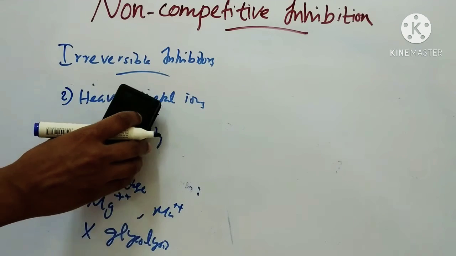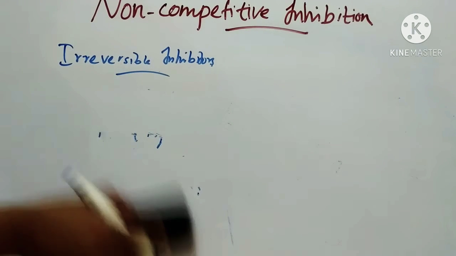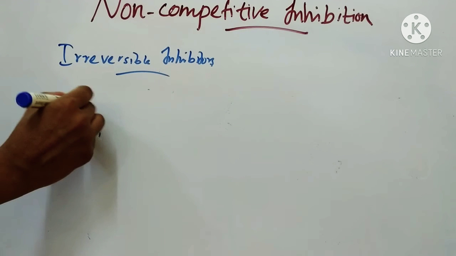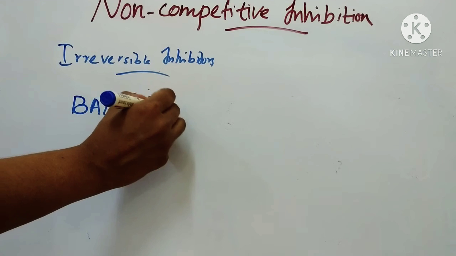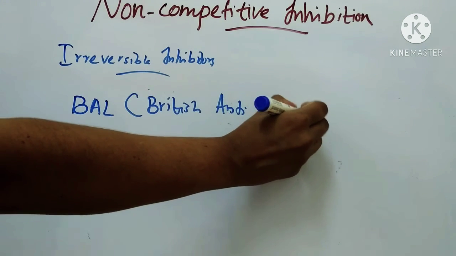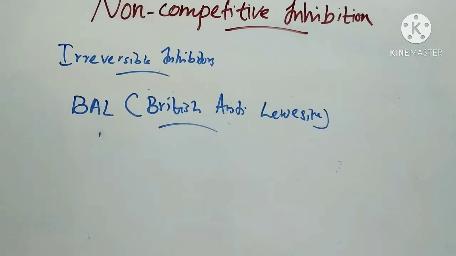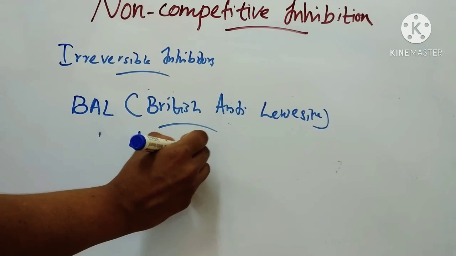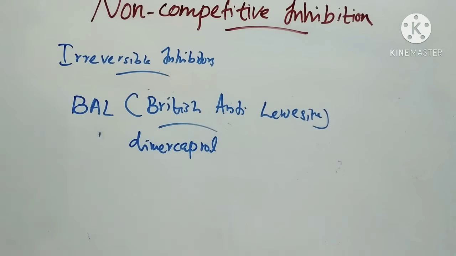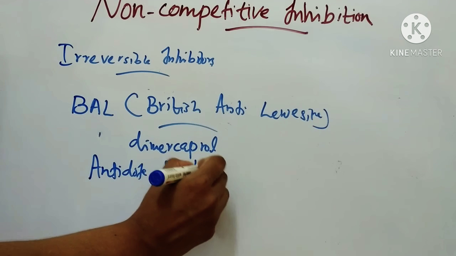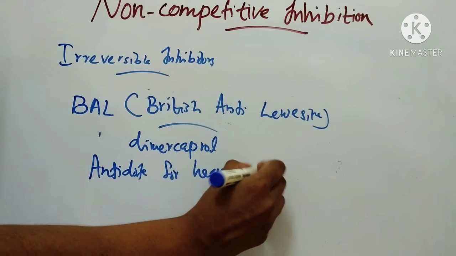Next one is BAL, that is British anti-Lewesite. This is also called as dimercaprol. It is used as antidote for heavy metal poisoning.